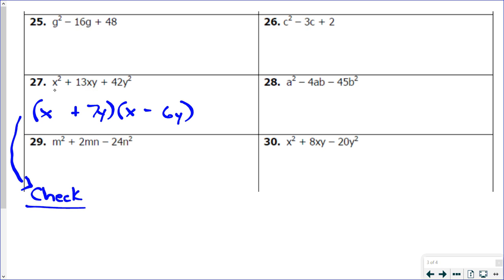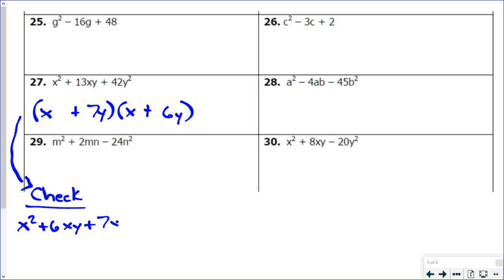So if I multiply these, I would get x squared minus 6xy plus, why did I put a minus there? It's a plus, sorry. They're both plus signs because these are both positives. That was my mistake, it should have been a plus.